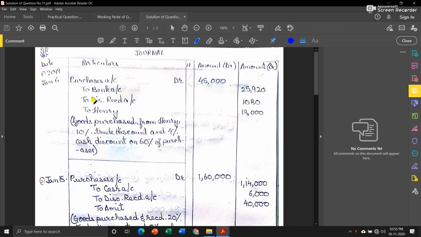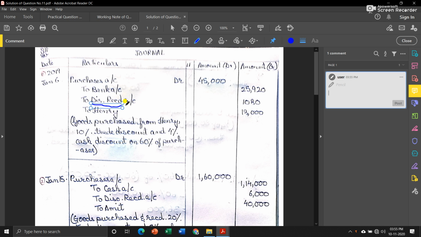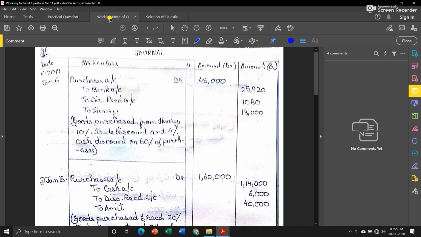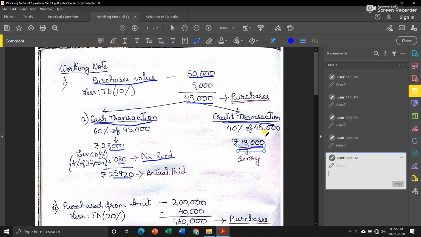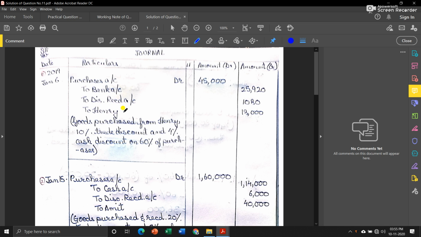Then there was cash discount. That means we received some discount as well, so we will credit discount received account. And for the remaining 40% of 45,000, that is the credit transaction part, so we will write Henry's account, because some part of this transaction is a credit transaction. And if you remember, while entering credit purchases in the journal, we used to write purchases account debited to whichever party from whom we purchased goods.